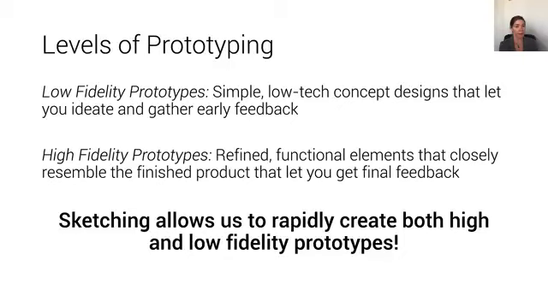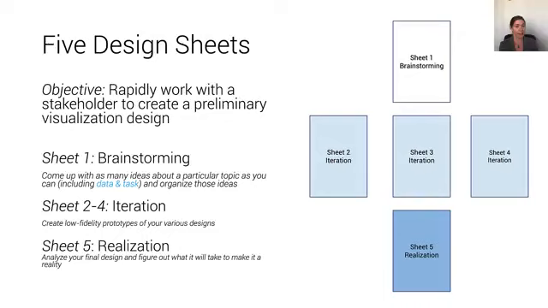And one methodology that allows us to use sketching to generate these mock-ups and set ourselves up for success when we're creating our higher fidelity prototypes is a technique called the 5 design sheets, or FDS. With FDS, our basic goal is we want to rapidly work with a stakeholder to create a preliminary visualization design. And the way we're going to do this is through working with 5 sheets of paper or 5 whiteboards, if that's your preference, to really get onto paper what our ideas are, what we think is going to work, and what the constraints of the problem are that we're working under.